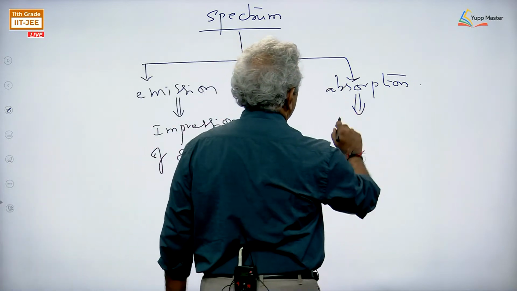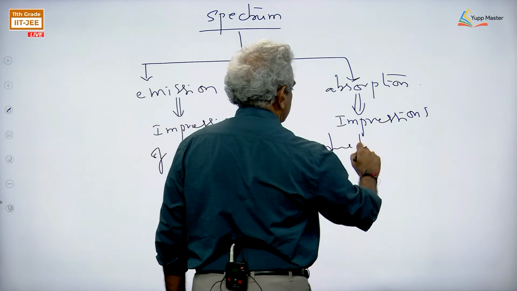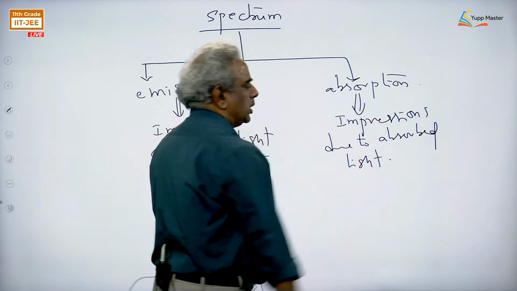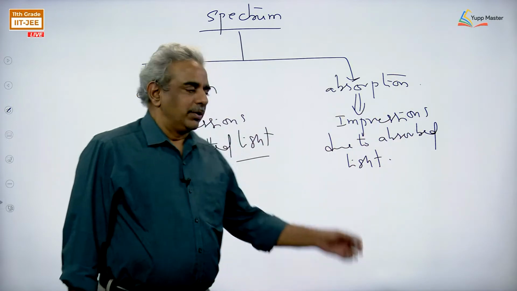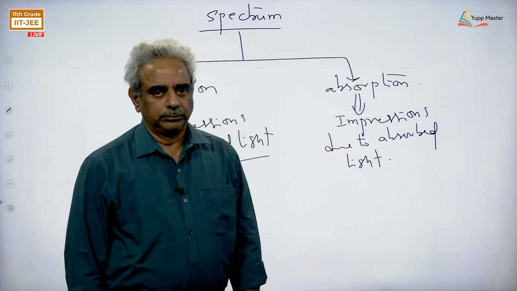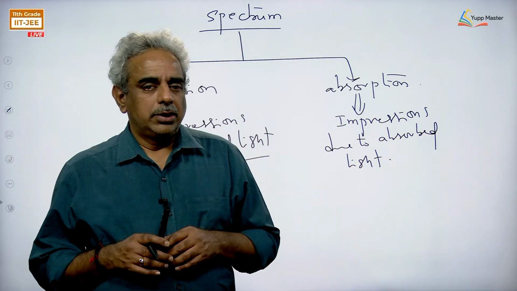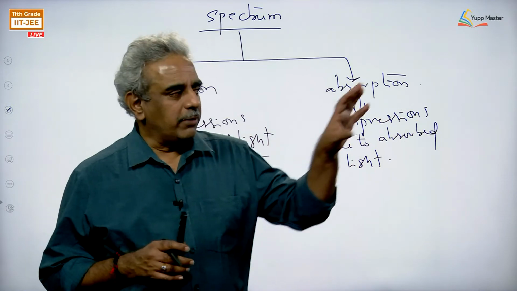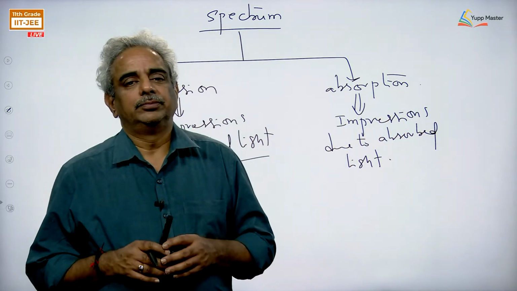Here, in the absorption spectrum, the impressions are due to absorbed radiation. You may have a doubt: if light is emitted from a sample, you can catch it and get the impressions, but how can absorbed light give impressions? So there is a technique. The impressions are due to absorbed wavelengths. So some wavelengths will be missing in the spectrum. Why are they missing? Because the sample has absorbed them.